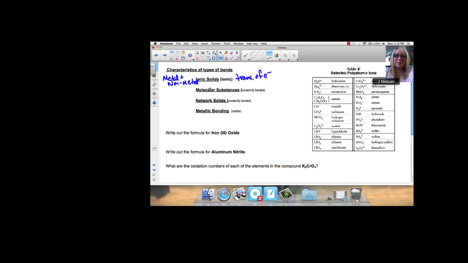Molecular substances are also called covalent. So these are nonmetals, and we have a sharing of electrons. Network solids are covalently bonded. They are nonmetals. These are extremely strong.